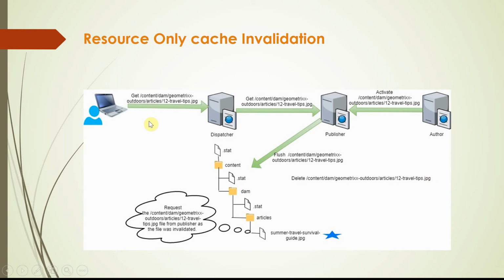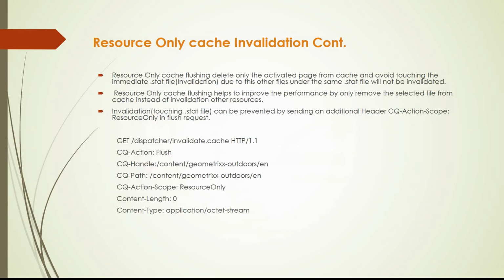Then the next time somebody requests that image, the dispatcher identifies that the image is missing in the cache, goes to the publisher, retrieves it and sends it to the user, and at the same time updates the cache. Here is a little detail on resource only cache invalidation. As I already explained, it will only delete the activated page or activated resource from the cache, but it will not touch the .stat file.